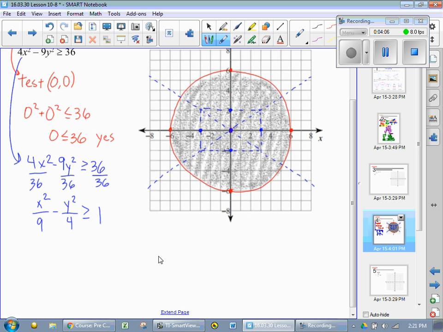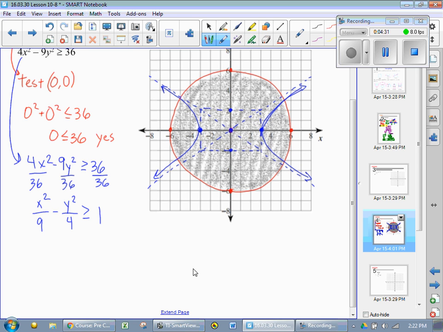Now I need to decide which direction it opens in. Since my x term is first, that means I'm opening to the left and right, which means that point will be a vertex, and there's my hyperbola. There we go.